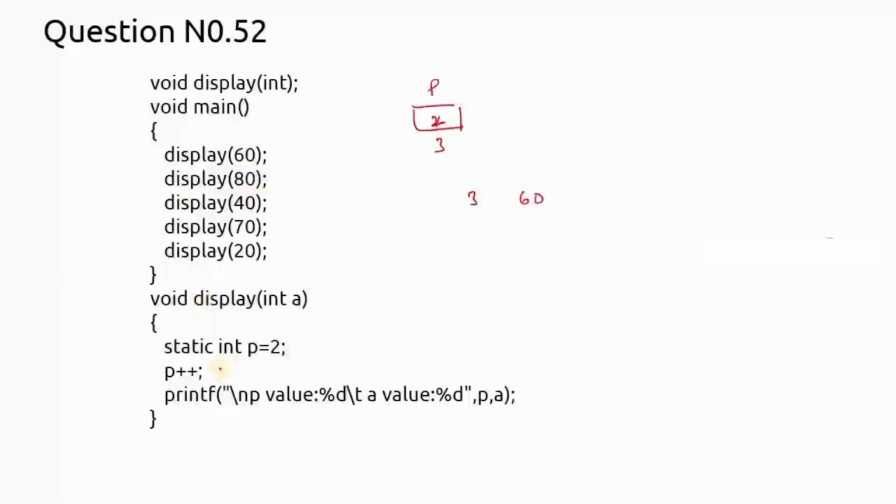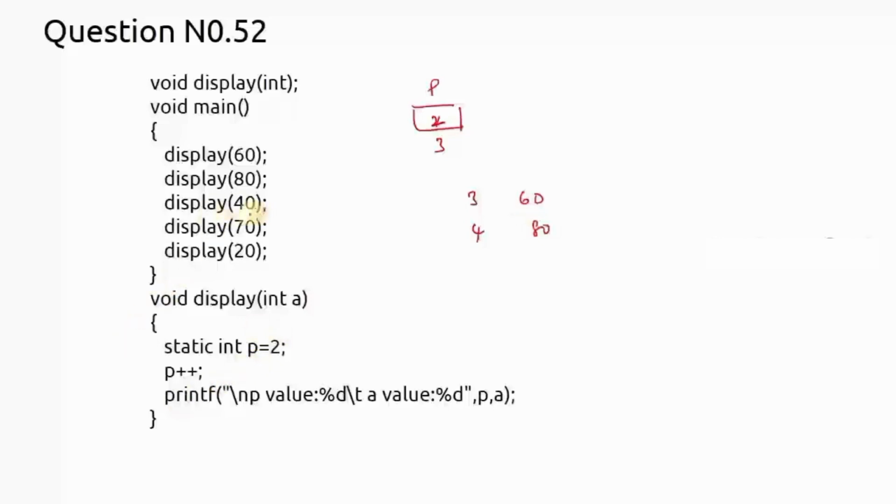Now again display of 80. So it has to come to this function. Now static int p equals 2. Will it assign? No. Initialization of the value will take place only once in static. That's why again p plus plus gives 4 here. 4 comma 80.